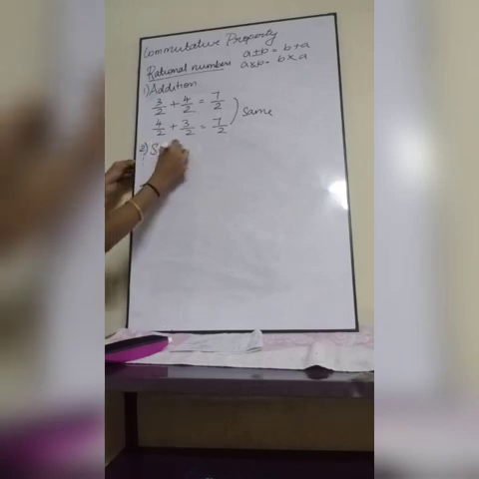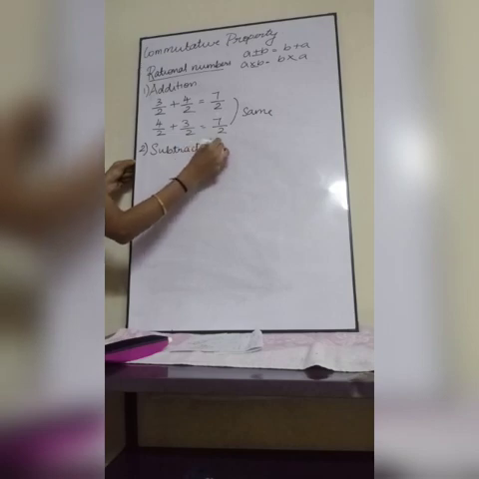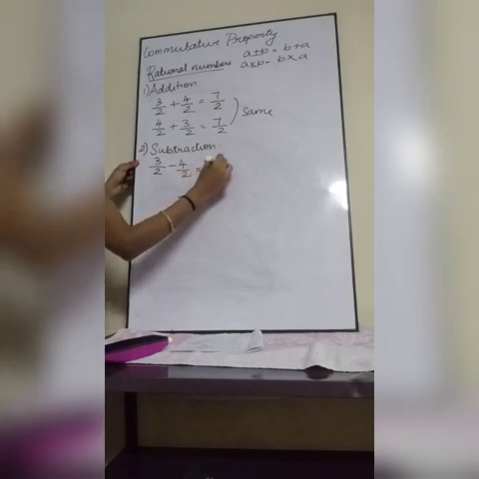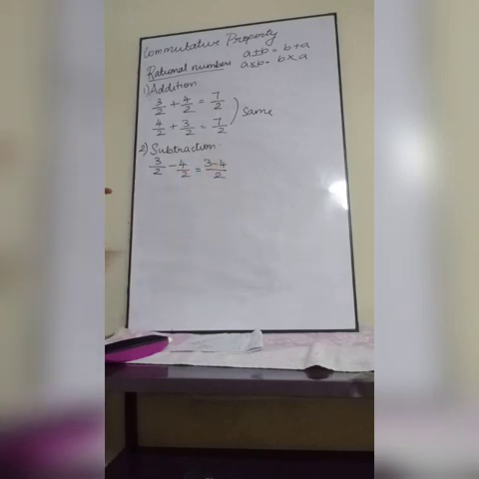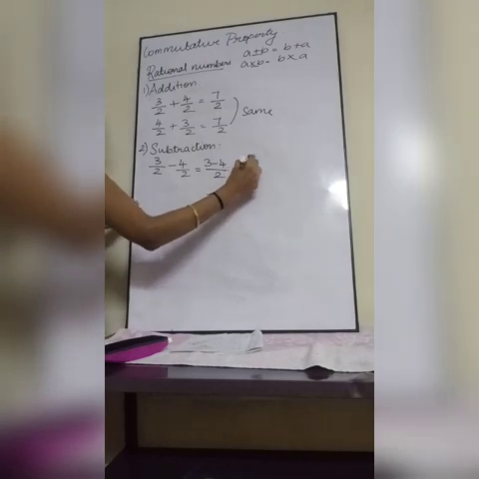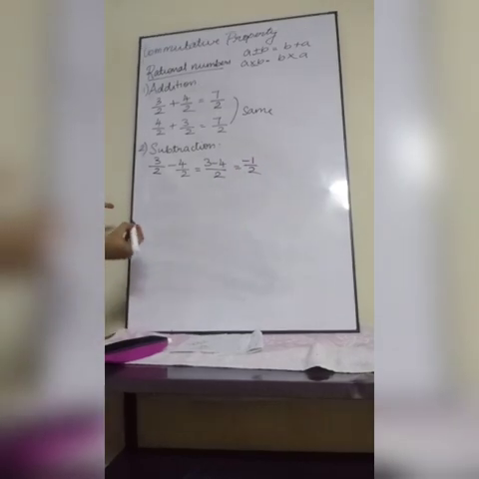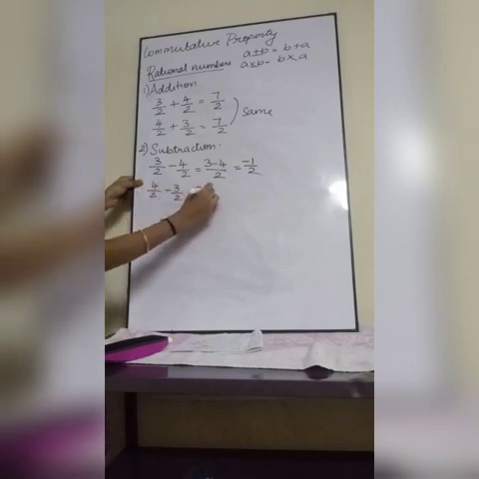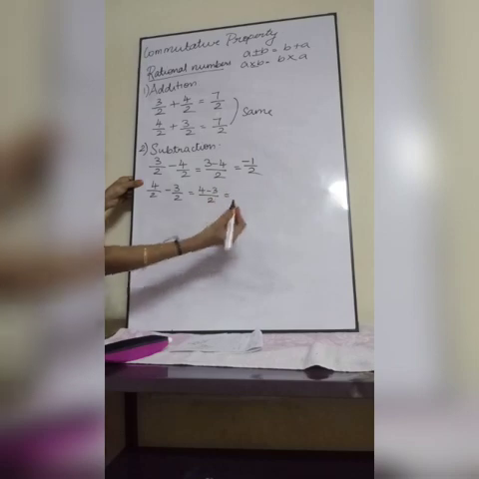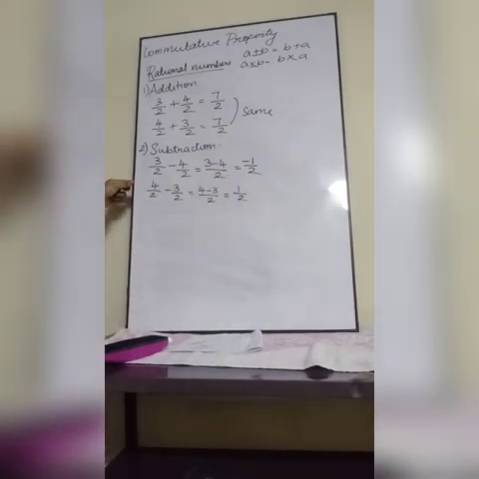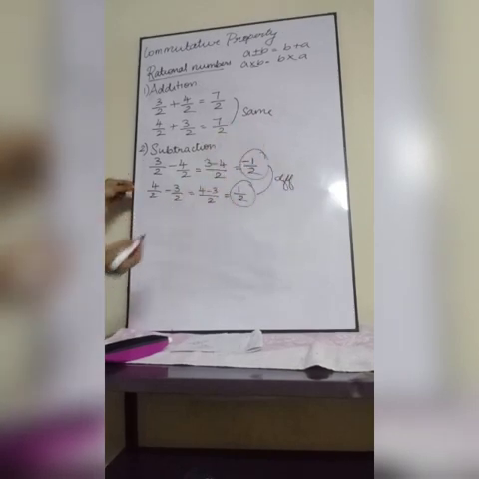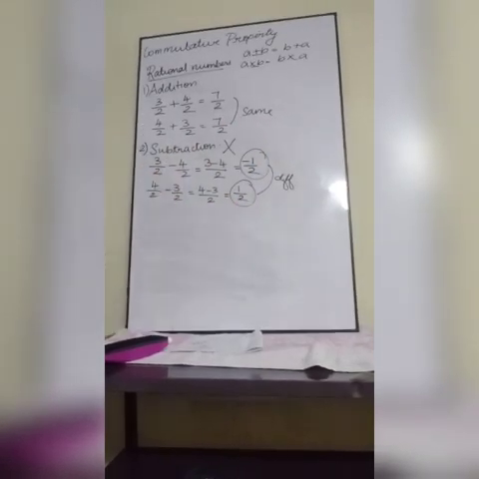Subtraction. The same problem I am going to give. 3 by 2 minus 4 by 2. So 3 minus 4 divided by 2 is common, right? So 3 minus 4 is minus 1, by 2. Answer is minus 1 by 2. Here 4 by 2 minus 3 by 2. So 4 minus 3 is 1, by 2. Both are different. So rational numbers are not commutative under subtraction.